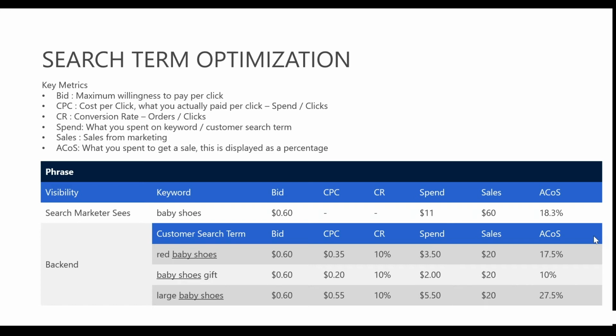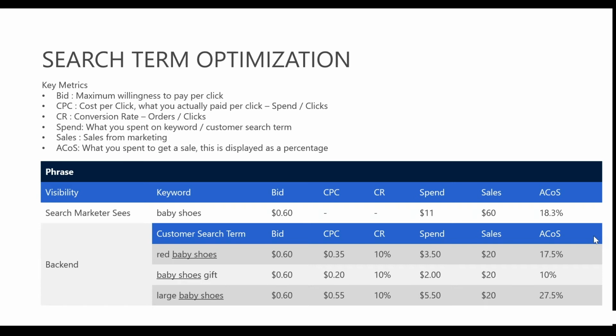Bid. Think of this as a maximum willingness to pay per click. Cost per click, what you actually paid per click, which is just going to be the spend divided by clicks. So if your cost per click is greater than your bid, you're likely not going to be serving an ad. Think about it, because if you're willing to pay $1, but the average cost per click is $2, you're not getting any placement.